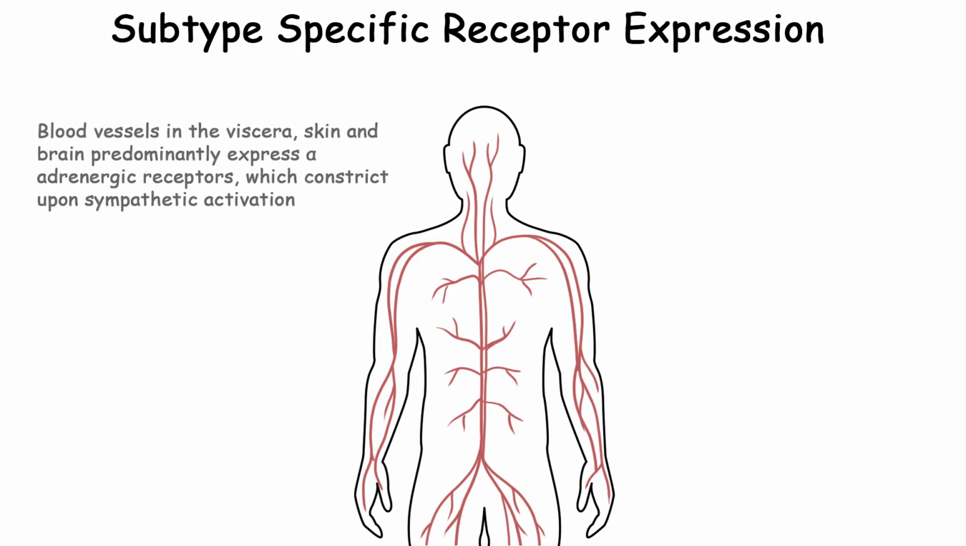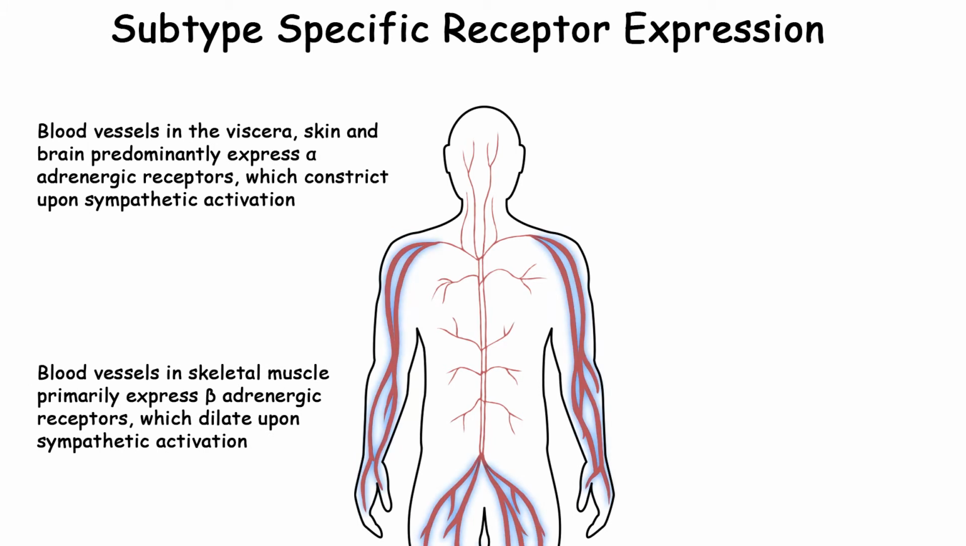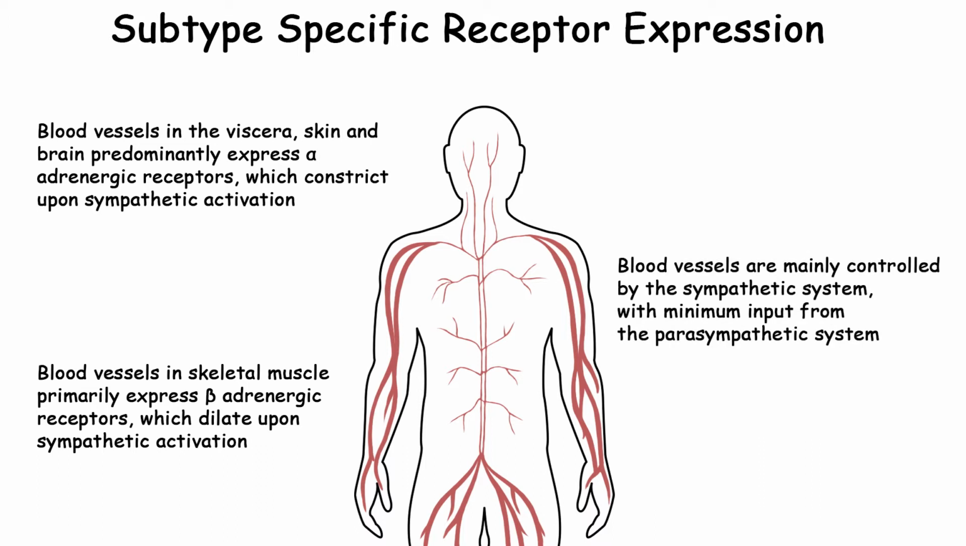Blood vessels in the viscera, skin, and brain predominantly express alpha adrenergic receptors, which constrict upon sympathetic stimulation. In contrast, blood vessels in skeletal muscles predominantly express beta adrenergic receptors, which dilate upon sympathetic stimulation. This difference in receptor expression allows for spatial control of blood flow. Blood vessels are mainly controlled by the sympathetic system. The parasympathetic system is minimally involved through nitric oxide release as a result of muscarinic receptor activation.